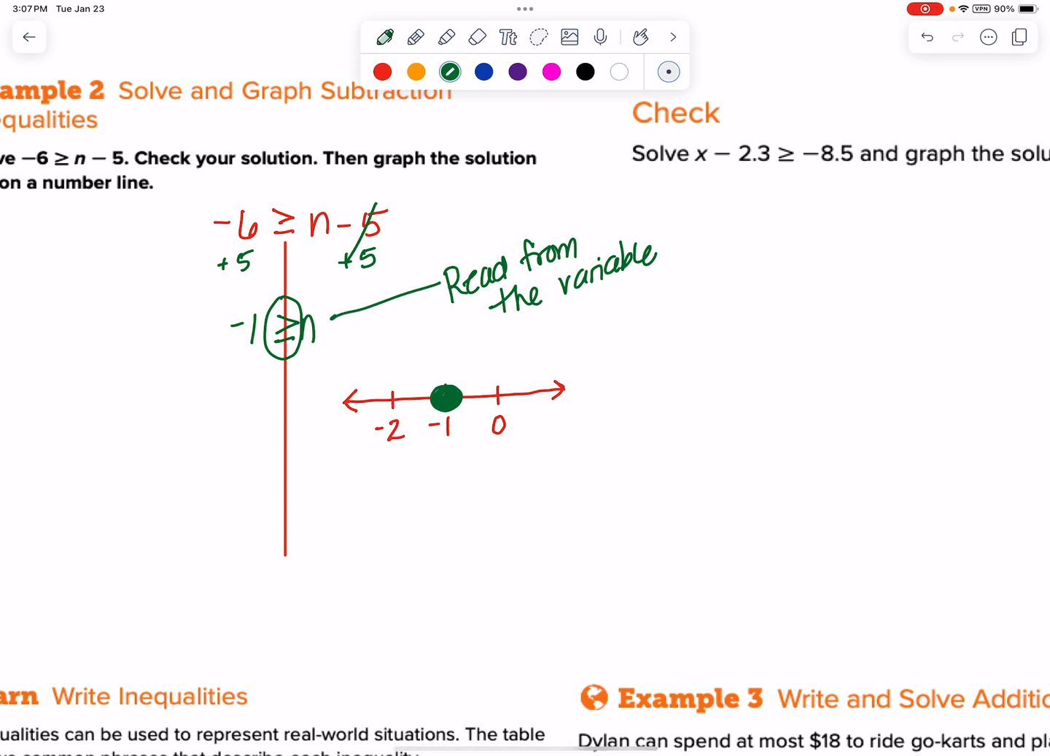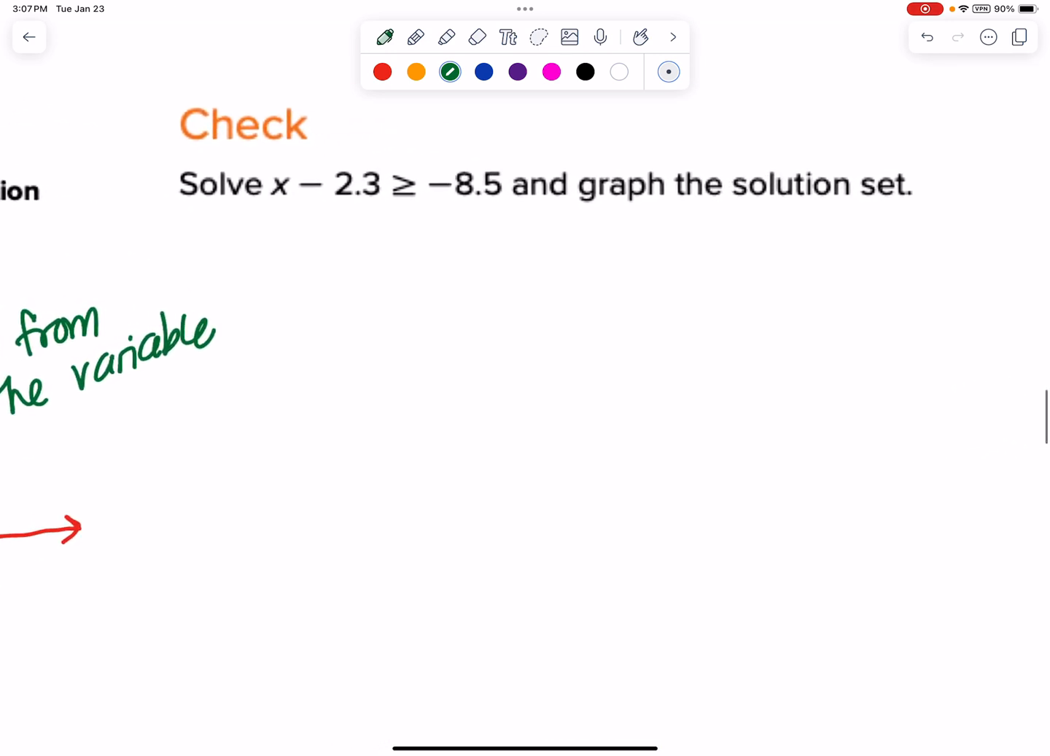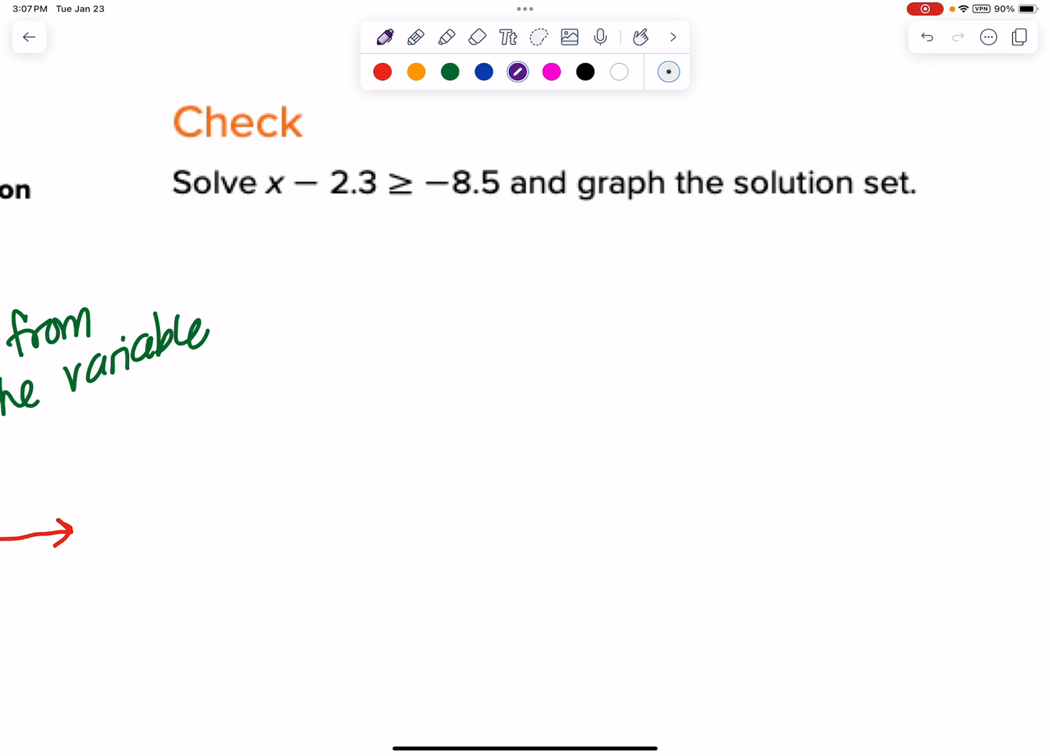Okay, and it says n is less than or equal to. So less than means left. That's how you're going to make sure you don't make a mistake with which direction to write the arrow. All right, let's try it out. If you want to pause, you can, or you can follow along.